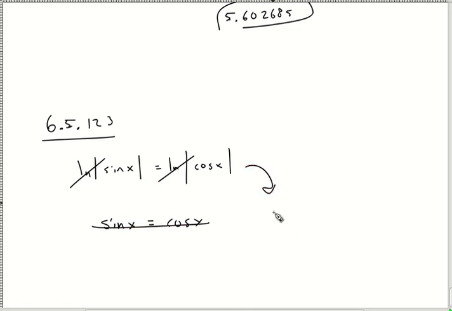You do have to cancel. But it's the absolute value of sine is equal to the absolute value of cosine.